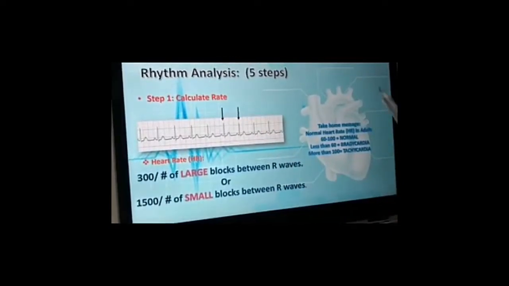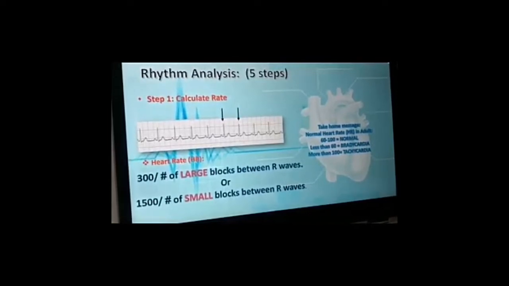So let's take a home message: normal heart rate in adults is from 60 to 100. Less than 60, it's called bradycardia. More than 100, it's called tachycardia.